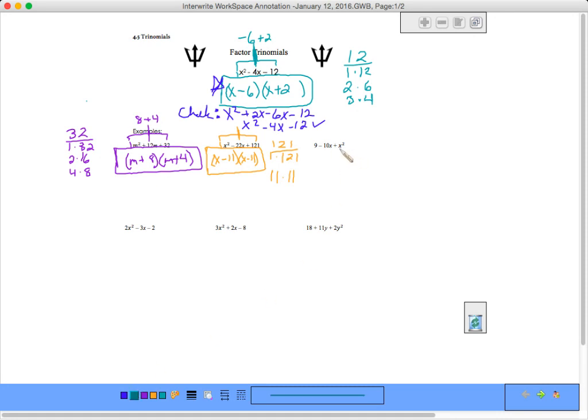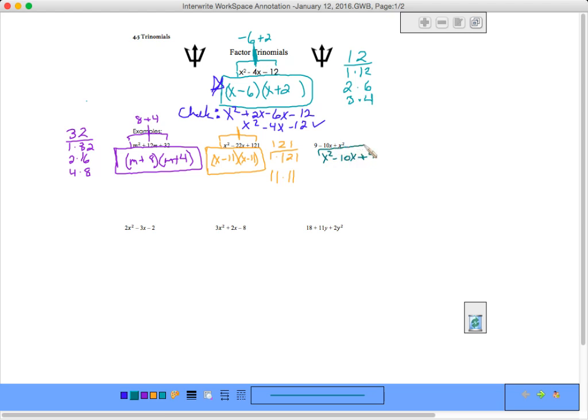All right. This one looks a little different, but it's just because it's written backward. We can change the order because it doesn't matter what order you add and subtract it. So I'm going to rewrite this with the x squareds first. And then I have a negative 10x and a positive 9. Now it is exactly the same process.